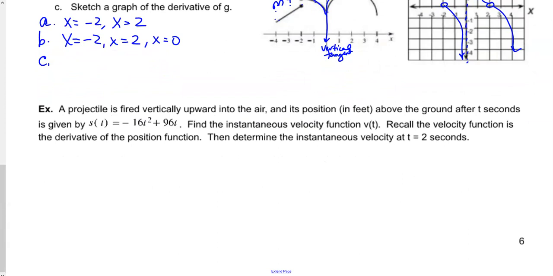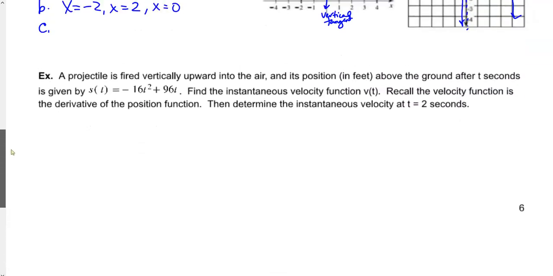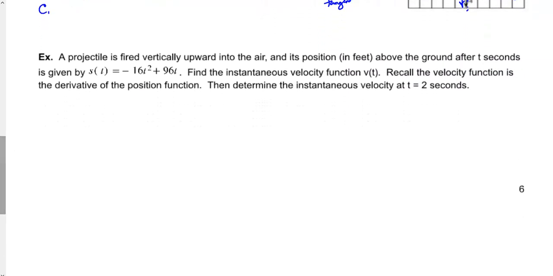Keep working at those. Those are probably the most difficult type of problems within this section. All right, so the last example we have is a projectile motion one. A projectile is fired vertically upward into the air, and its position in feet above the ground t seconds later is given by this function. So we need to find the instantaneous velocity function v of t. Now, here's the big thing. Remember, the velocity function is the derivative of the position function.